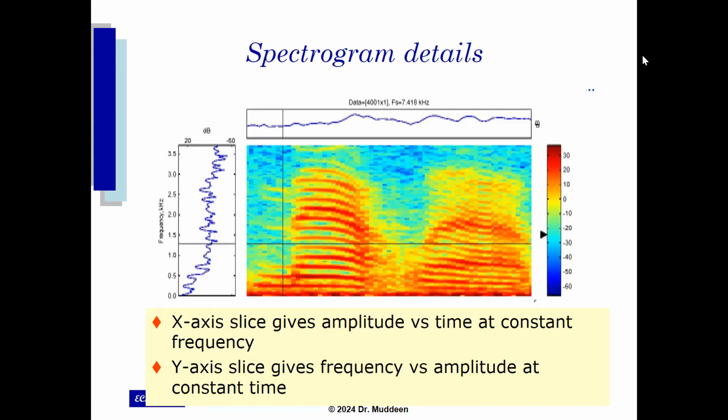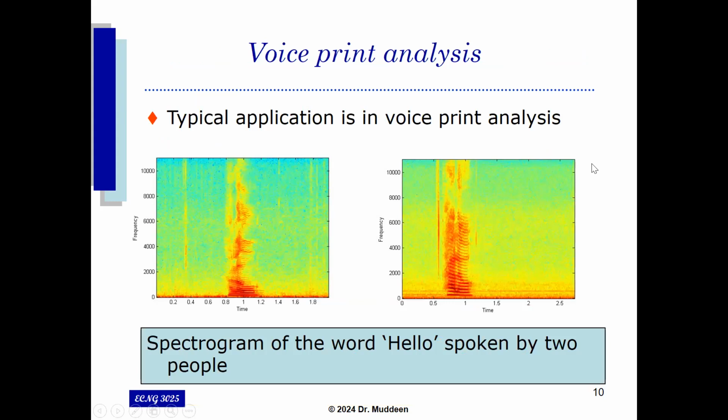Okay. Right. Now, a typical analysis using something like this would be voice print analysis. So here you have two images, one of the same word: the word hello spoken by two different people. And now, in the days of artificial intelligence and so on, you can use this to analyze the voice print of two separate people.